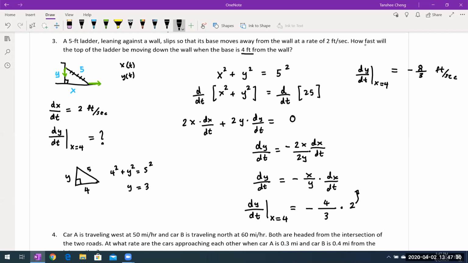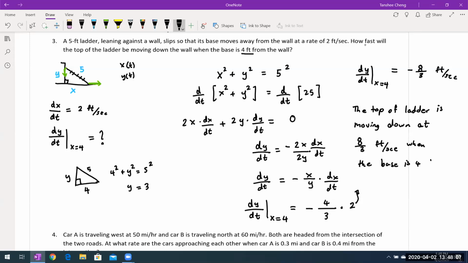So now the interpretation will be: the top of the ladder is moving down at 8 over 3 feet per second when the base is 4 feet from the wall.